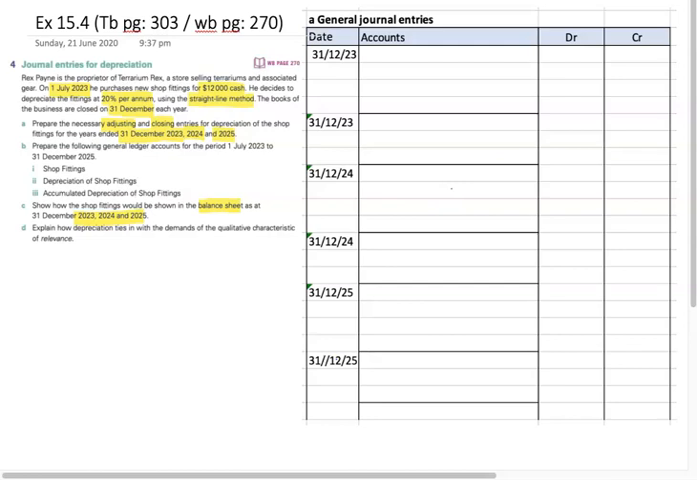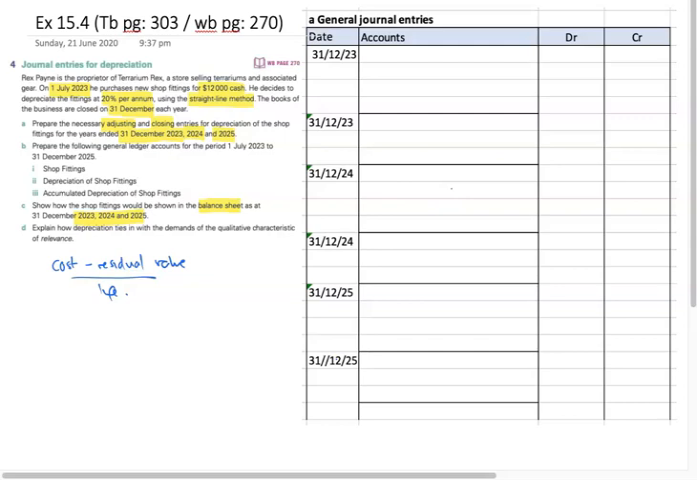Now, this is slightly different. Normally, we are told to work out depreciation by working out the cost minus residual value over the useful life of the business. We have not been given enough information. We have, however, been given a depreciation rate.